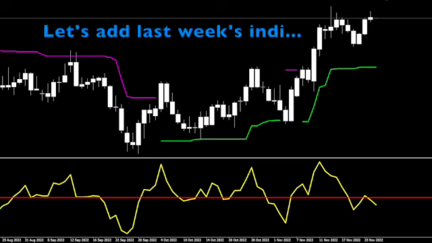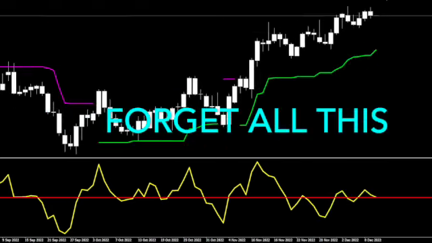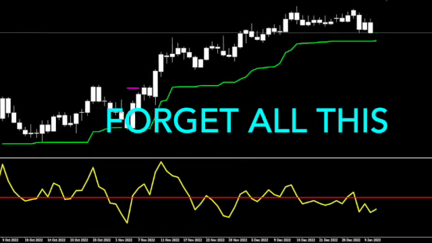What if we were to add another component? As mentioned, this indicator is pretty quick, so let's combine it with something a little slower. How about last week's indicator, the chandelier exit? We're just going to let this go for a moment and look for a fresh signal to start our analysis.